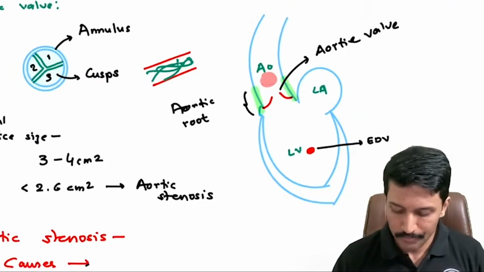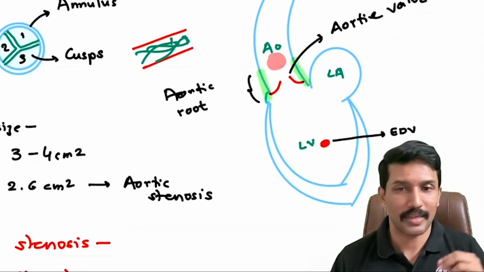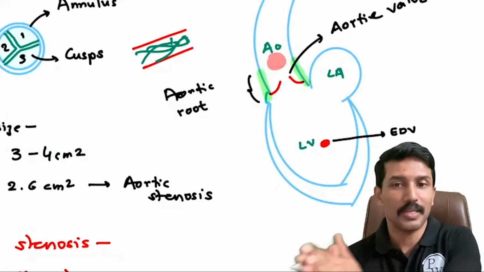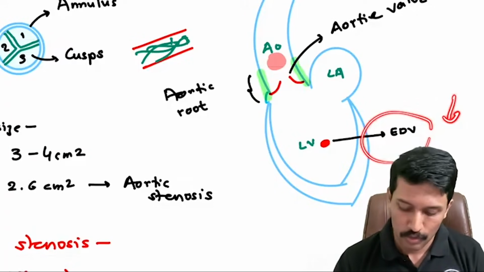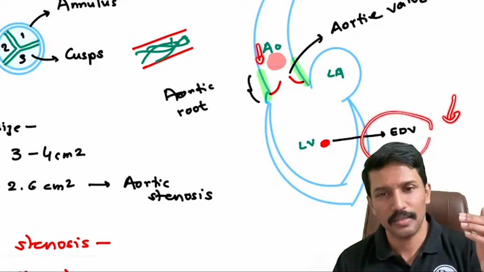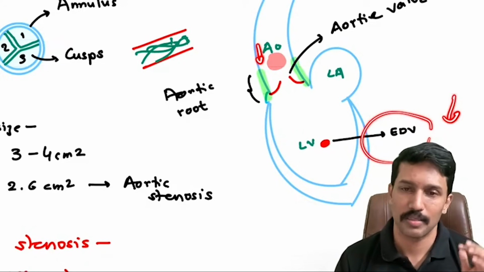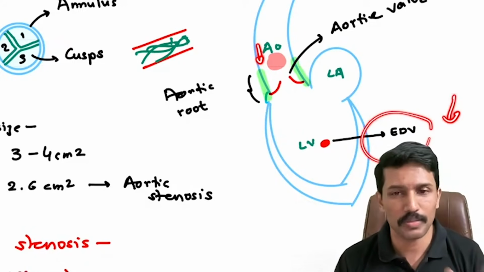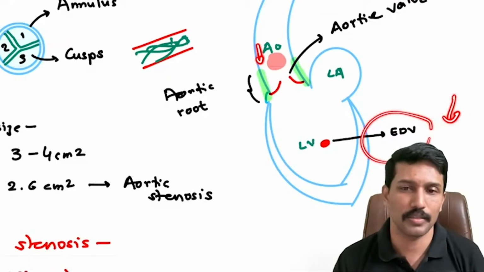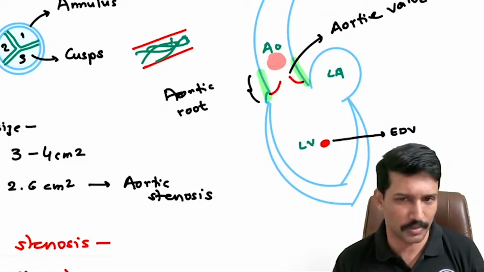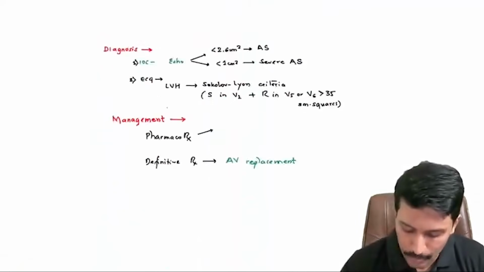Why? Because if I give diuretics, it will reduce the congestion in the lungs. So dyspnea will improve, but diuretics will also mean that end-diastolic volume will decrease, stroke volume will decrease, right? So it will worsen the symptoms related to low stroke volume, that is angina and syncope. If I give beta blockers, they reduce the force of contraction of the heart, so it will again decrease the stroke volume. So there is no role of pharmacotherapy per se. The only definitive management is aortic valve replacement.